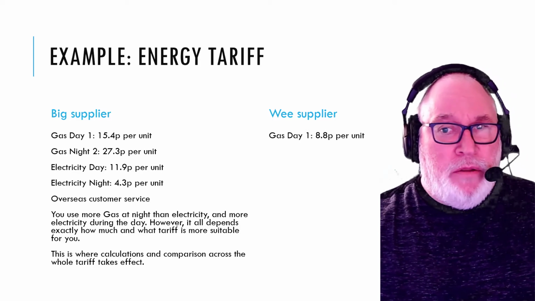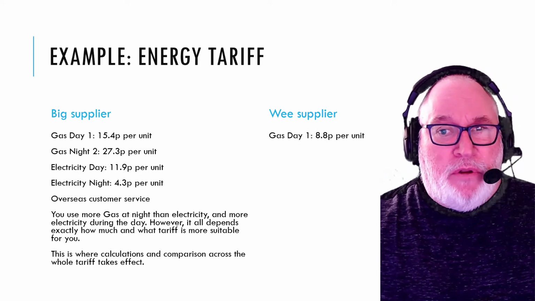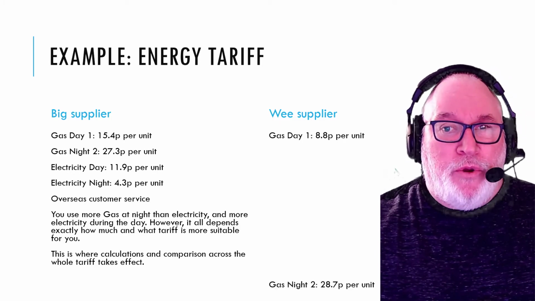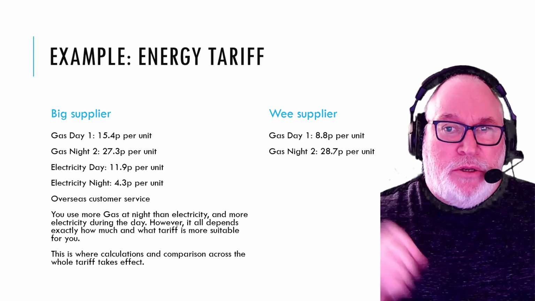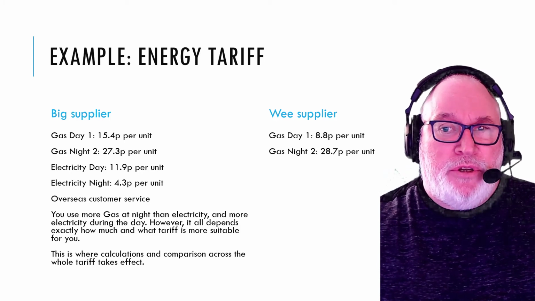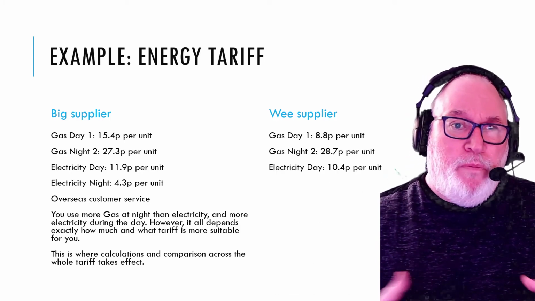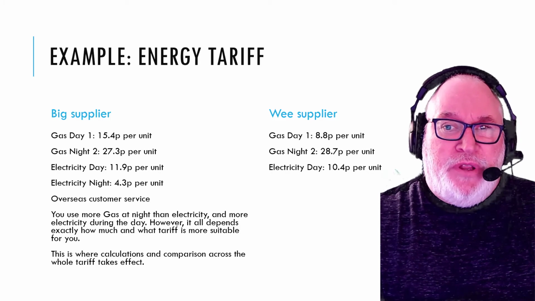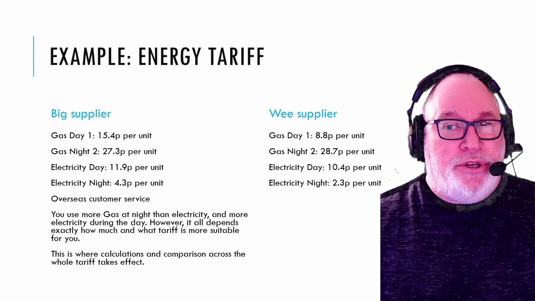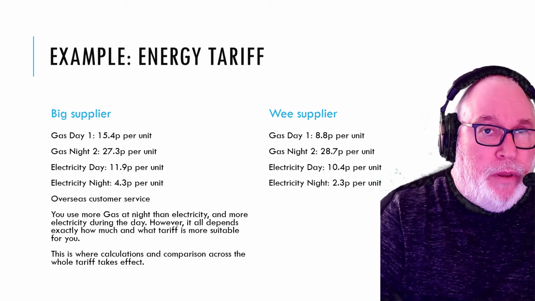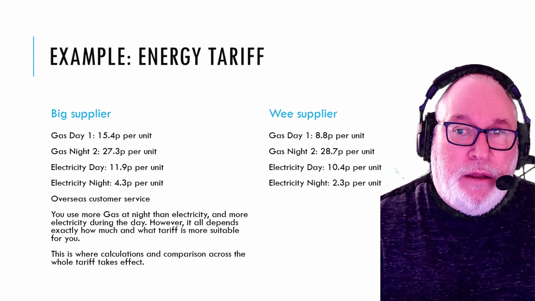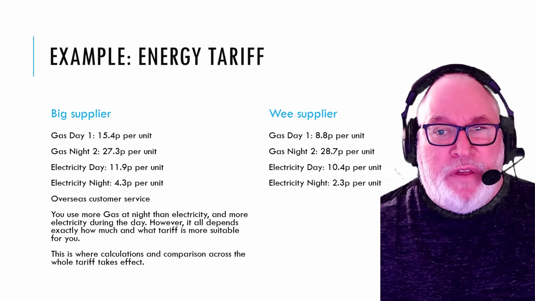So if we were to compare these, the gas day, we can see it's cheaper, 8.8p compared to 15.4p per unit. The gas at night is slightly more expensive, so it's cheaper for the day, but more expensive at night, 28.7p per unit. But it's not a huge amount more. So the electricity during the day, again, is a small amount cheaper during the day. But look, electricity at night is much, much cheaper. But remember that we use more electricity during the day than at night. So we've got to think, will it work for us?